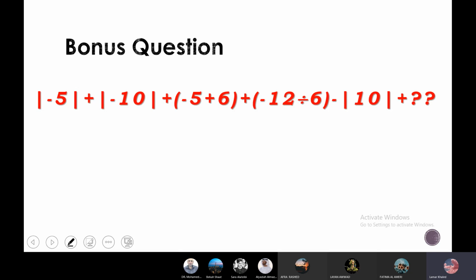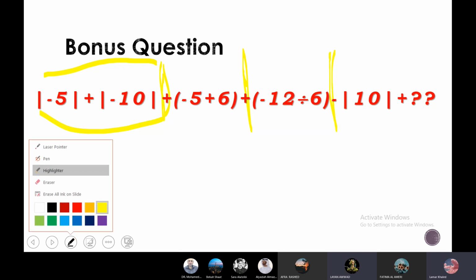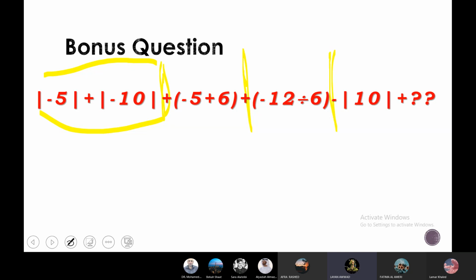Here we have a bonus question. I have an idea, we can all discuss it. First of all, let's separate the question. In the first part, we have absolute value. Can someone tell me, what's the absolute value of negative 5? So number 1 would be 5 plus 10, and it will be 15. Correct, because the absolute value of negative 5 is 5, and the absolute value of negative 10 is 10. So 5 plus 10 is 15. Okay, 15, so we have done this.